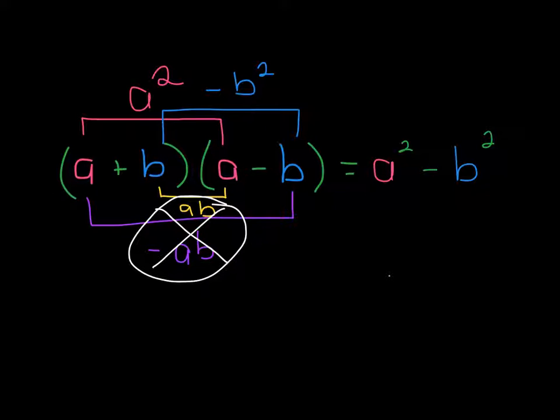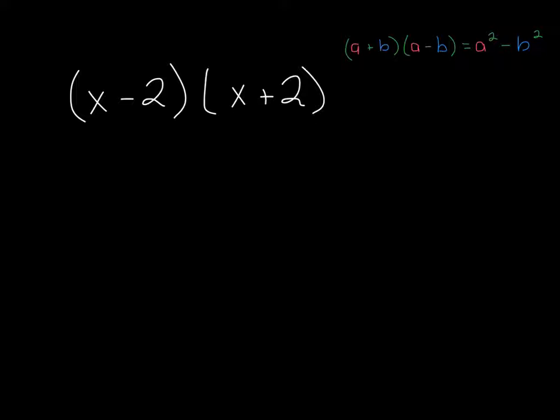So let's look at a couple examples. On this one, our a is x. So we have x squared minus, and our b is 2. So minus 2 squared. So that would be x squared minus 4.